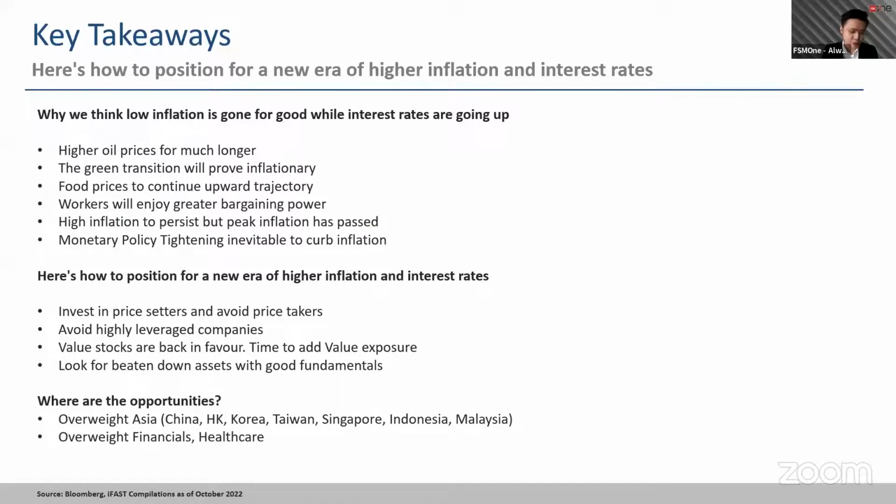So as I come to almost the end of my presentation, here are some key takeaways I hope you have in mind on how to position yourself for a new era of higher inflation and higher interest rates. It looks like with all of these factors, such as higher oil prices for much longer, the green transition, and higher food prices, we think that low inflation is gone for good for the time being, while interest rates are going up.